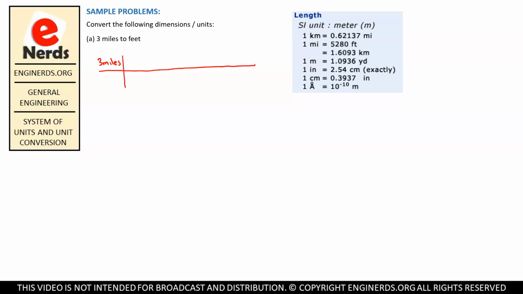Okay? So, let's do it this way. Isusulat ko dito kung ano yung requirement natin. So, we have here feet. So, at the end, yan ang dapat nating makuha. Now, we will use these conversion factors.